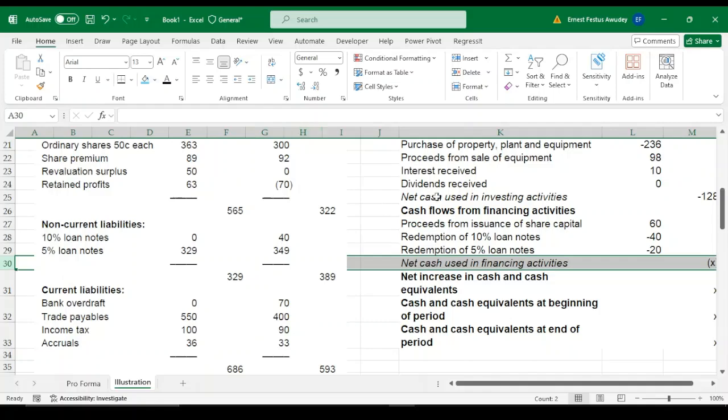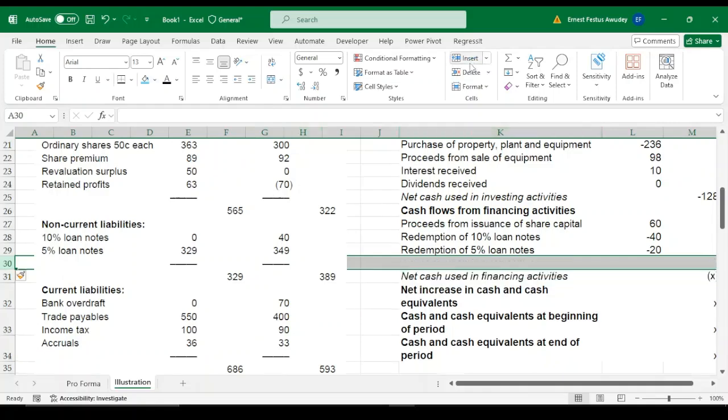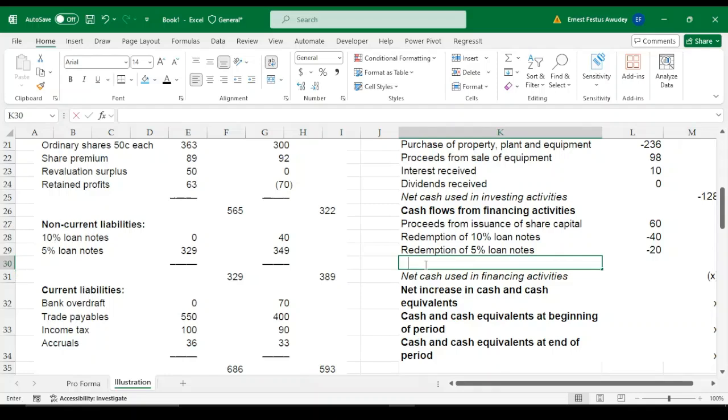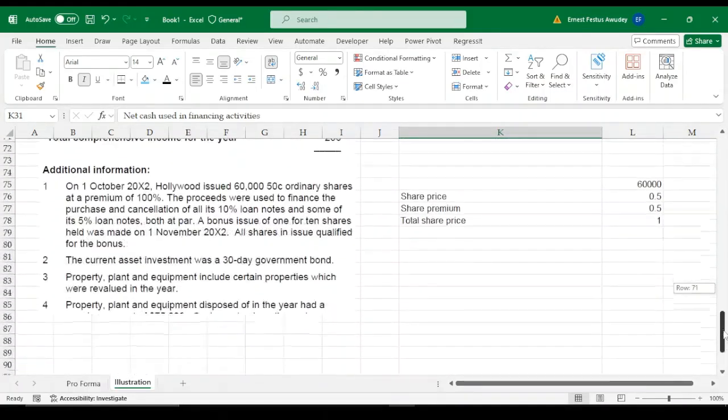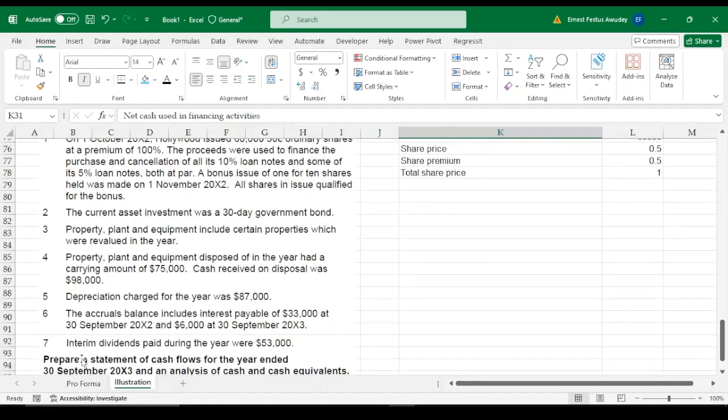Then let me insert a line for our dividend paid. So there was no dividend received, but there is a dividend payment. Let's go to the additional information and you will see what we mean by the dividend payment there. Interim dividends paid during the year were 53,000. So there has been a dividend payment.